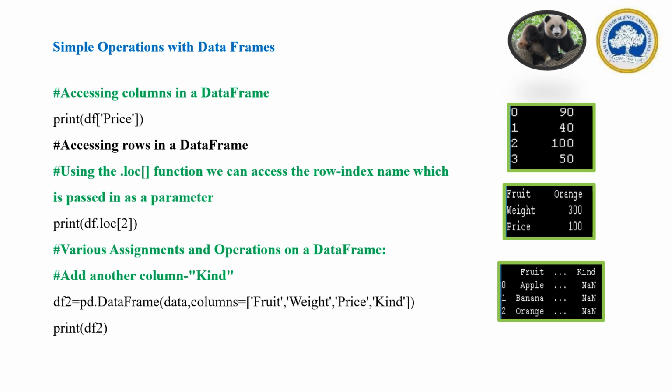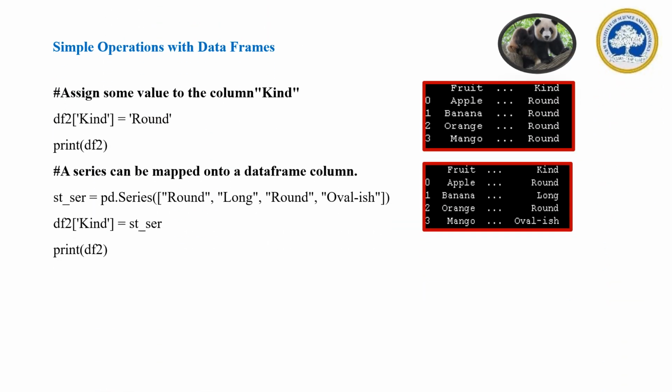Another column, if you want to add another column, kind. Simply give kind, and it is going to take a default value of NaN. Next one is about assigning some value to the kind column. So in that df['kind'] = round. Print df2 means it is going to take the respective value as round.